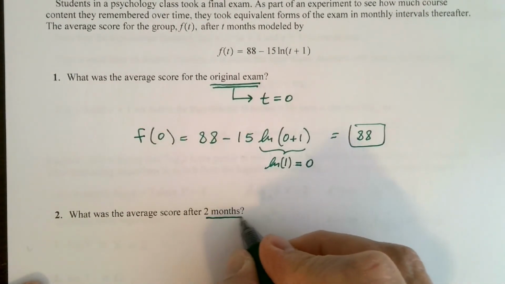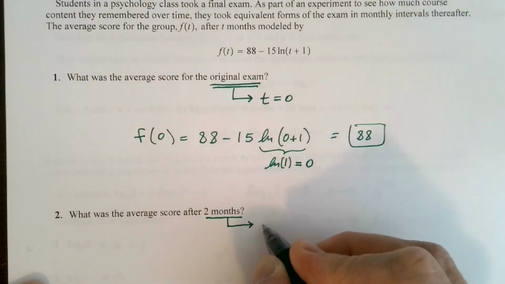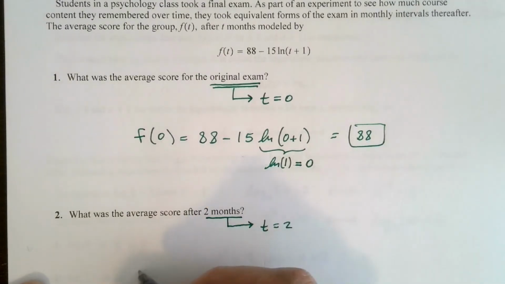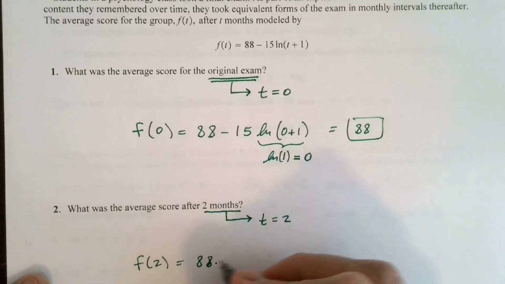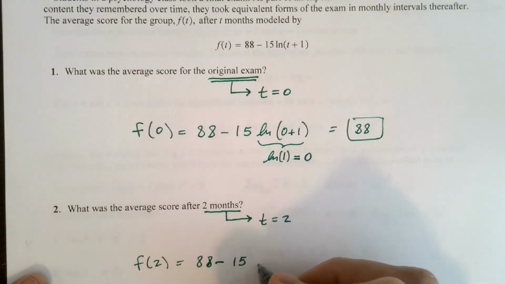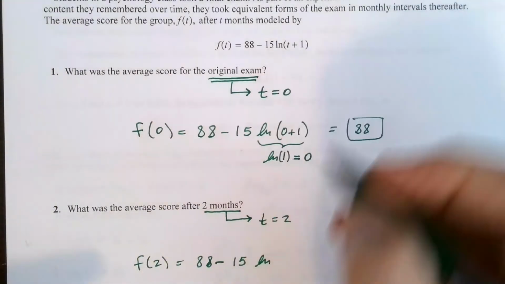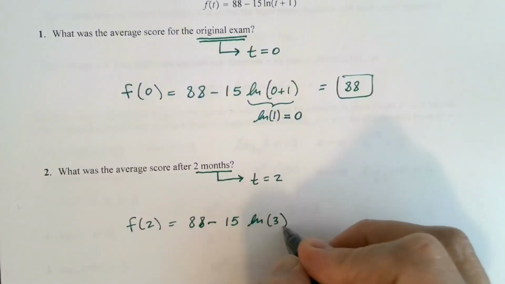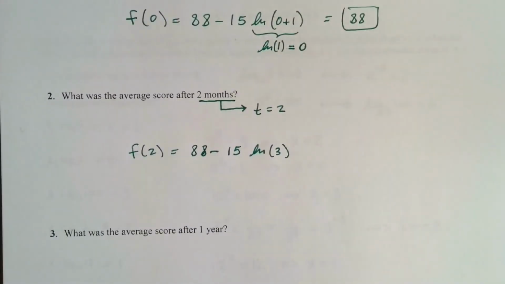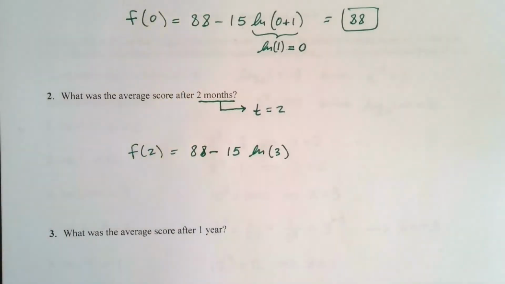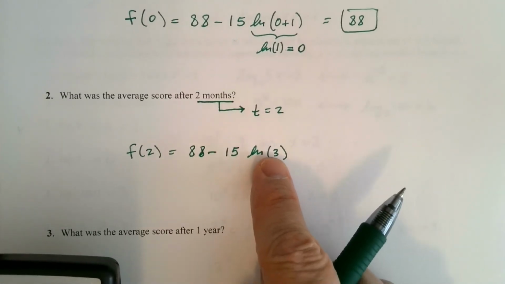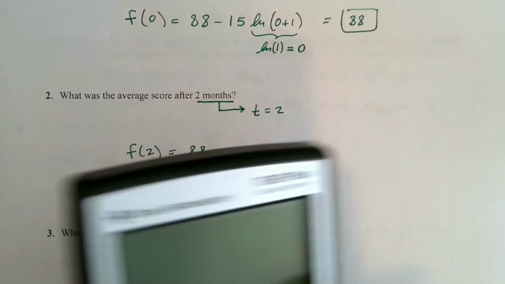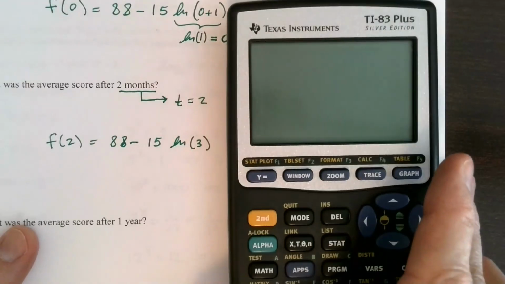Now, what was the average after 2 months? Well, t is the number of months after, so t is 2. And so what is f of 2? Going into the original equation, it's 88 minus 15 natural log of what? 2 plus 1, natural log of 3. Okay? Now, I don't know what the natural log of 3 is, like I knew what the natural log of 1 is. It's the power of e needed to get 3. e to some power is 3. That's what this is.